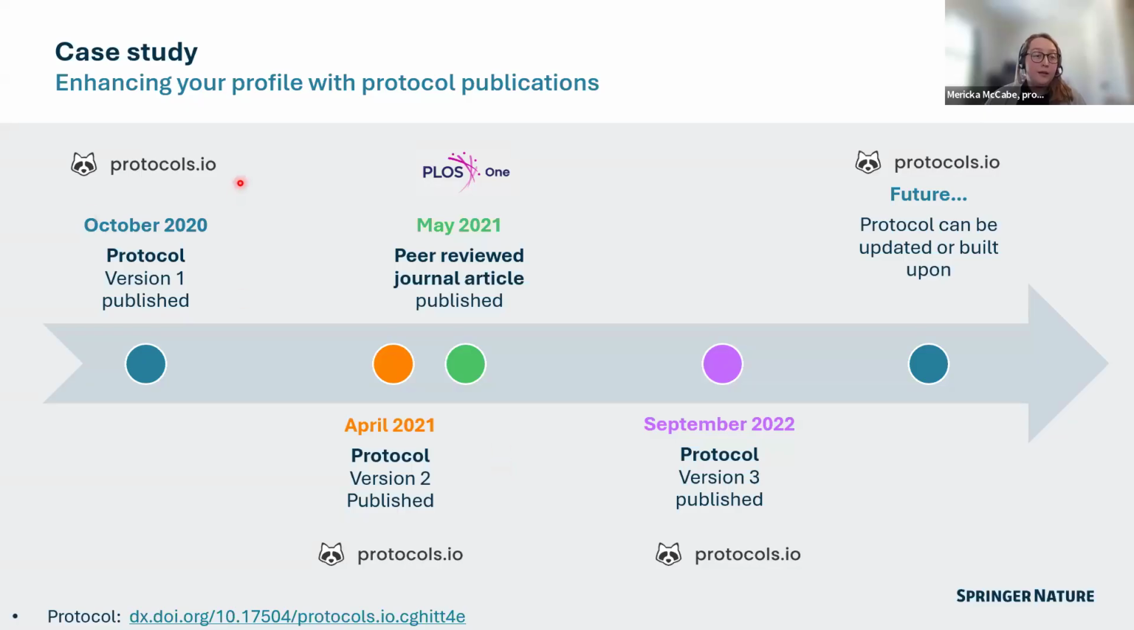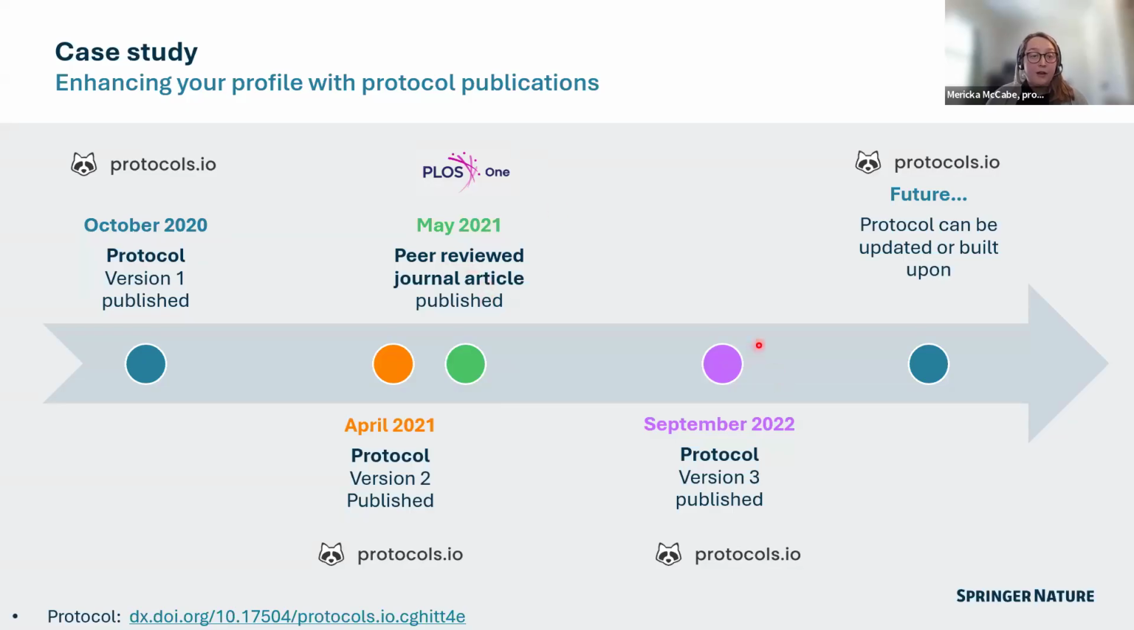So in 2020, the protocol was originally published on protocols.io. In April of 2021, version 2 of this protocol was published. The author made some changes, improved the protocol, and then connected this to the peer-reviewed article that was published in PLOS ONE in May of 2021.